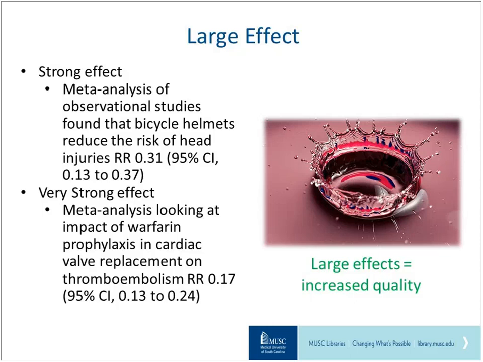So, for example, a strong effect would be an observational meta-analysis that finds that bicycle helmets reduce the risk of head injuries with a relative risk of 0.31. Now, that 0.31 shows you there's a 70% decrease. Well, a very strong effect is even higher than that. So here you have a meta-analysis that looks at the impact of warfarin prophylaxis in cardiac valve replacement, and it's a relative risk of 0.17. So that's a very strong effect. And these are things that you can notice as you're reading and can bring to the attention of your requesters.